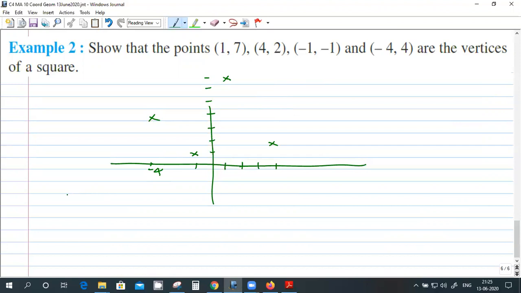This one looks like a triangle, square. Yeah. 1 comma 7, fine. 4 comma 2, okay. Minus 1 comma, there's a mistake here. Minus 1 comma 1, correct, right? Minus 1 comma minus 1, right? So that should be here. Okay, minus 1 comma minus 1. Now it looks like a square. A tilted square.